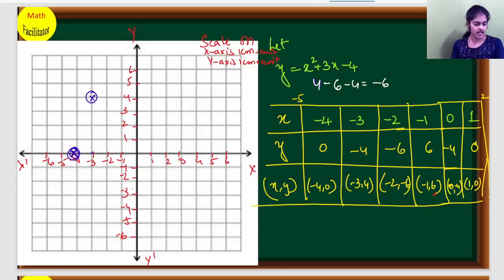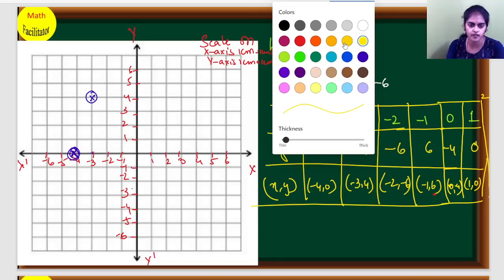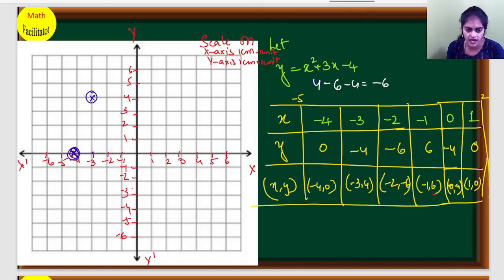You cannot have that point down, isn't it? So yes, here I have written a mistake. Have a look here. This is minus 3 minus 4. I have written minus 3 4. So this is minus 3 minus 4, isn't it?